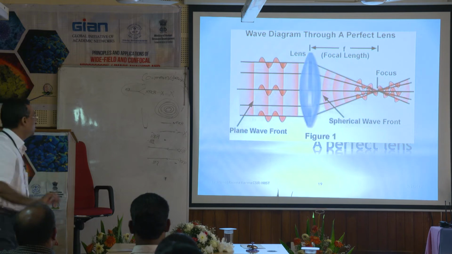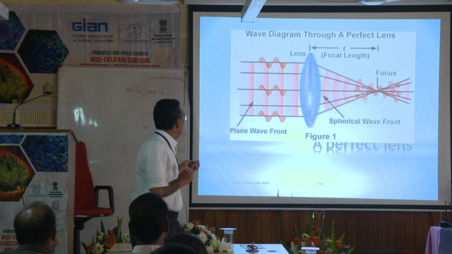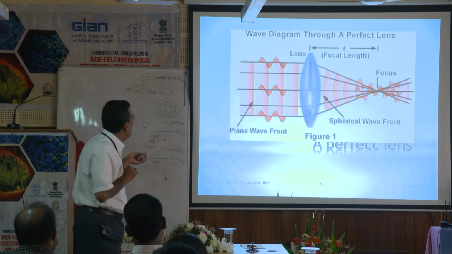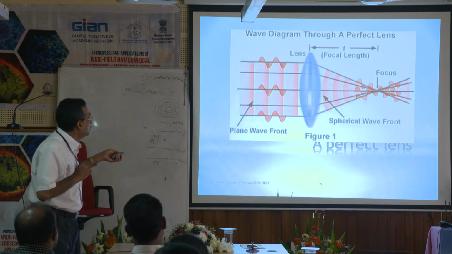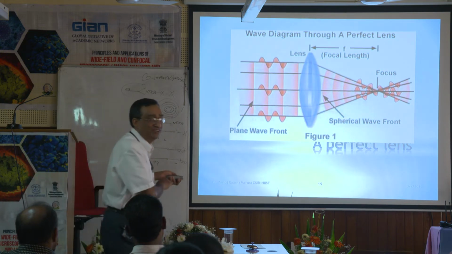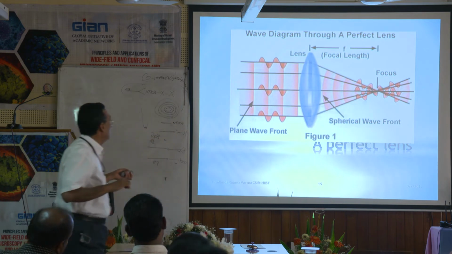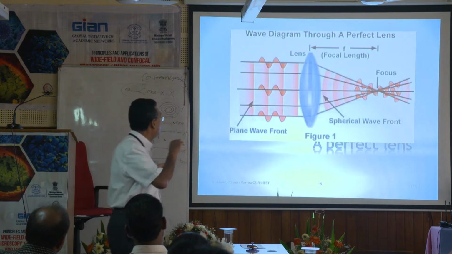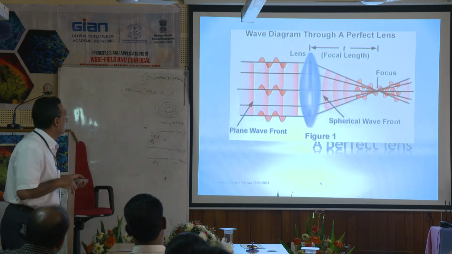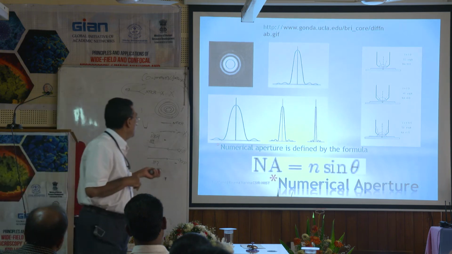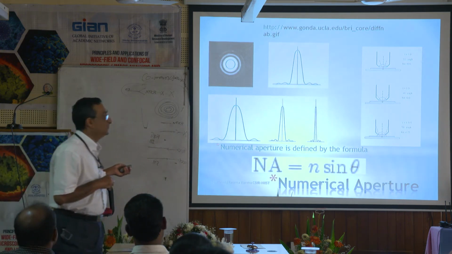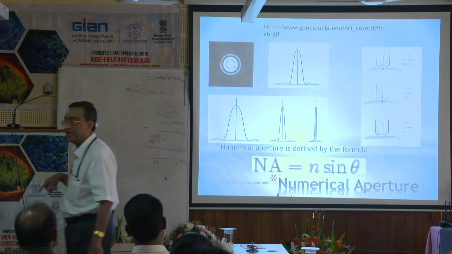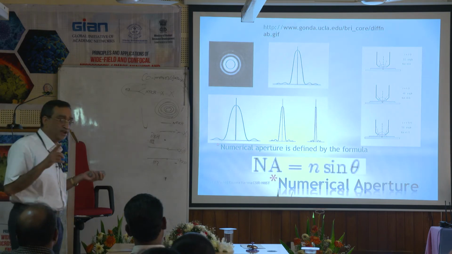When there are no such things, the wave diagram for a perfect lens shows that a train of parallel rays hitting the lens should produce one exact focal point, when there are no aberrations. And here I have defined again the condition for resolution. Resolution I defined as 0.61 times lambda divided by numerical aperture.